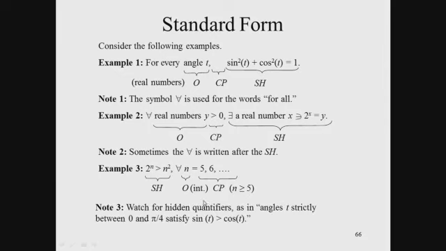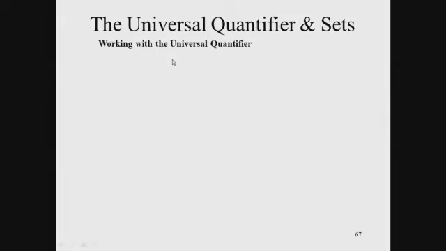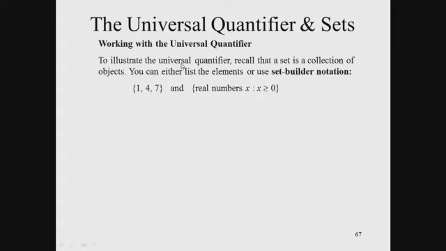So also, you need to watch out for hidden quantifiers where the keyword for all doesn't appear explicitly, as in the statement, all angles t between 0 and pi over 4 satisfy sine of t bigger than cosine of t. So one of the areas in which the keywords for all, for each, for any, for every arise is in the context of working with sets. So I hope you are comfortable with set notation. This is the set of elements 1, 4, and 7 listed here, enclosed in braces.